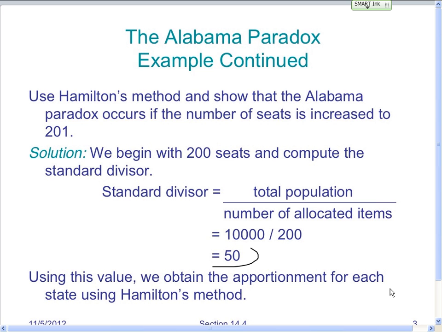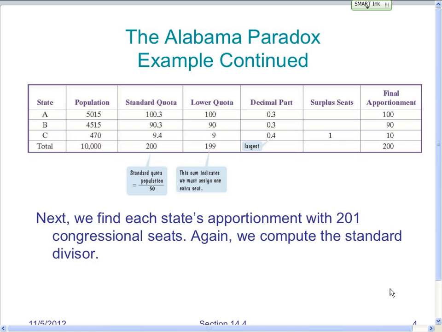So we got the standard divisor. We're going to divide each of the populations by the standard divisor, and that will give us the standard quota. So the standard quota for state A would be 100.3, B 90.3, C 9.4. Hamilton's method, if you recall, means round down. So 100.3 rounded down will give you 100, and 90 and 9.